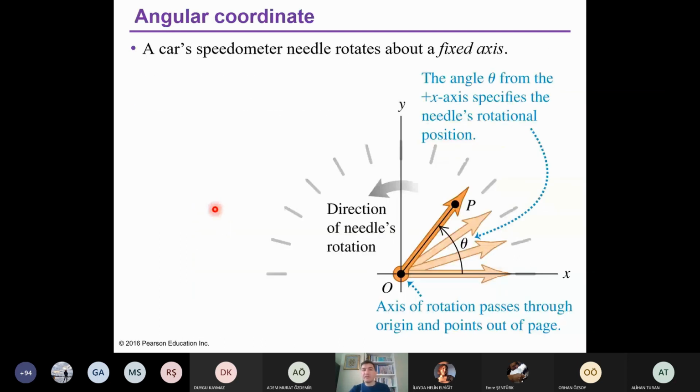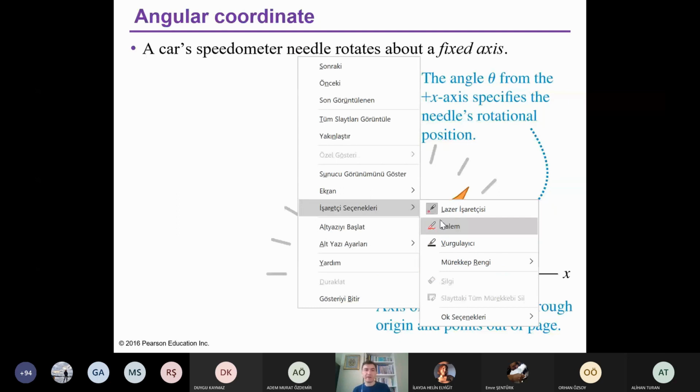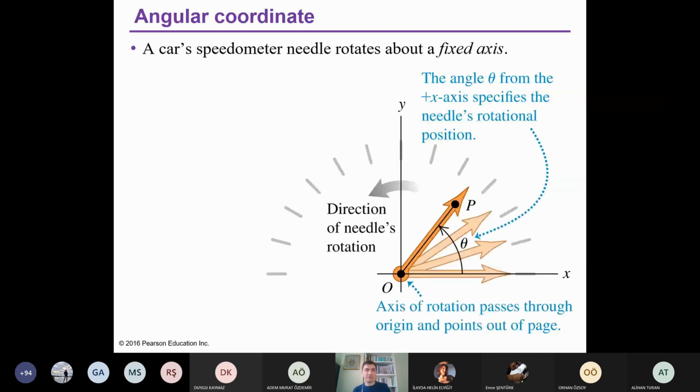Let me start with the angular coordinate. Remember from the previous lectures, we have x, y, z coordinates and also position vector. Okay, you remember all these things, x, y, z, and r. So in order to define the position of the object in an axis, in a plane, or in three-dimensional system, we use these coordinates. But in case of rotation, we will use another coordinate, theta. Okay, instead of x, y, z or r, we will use theta.